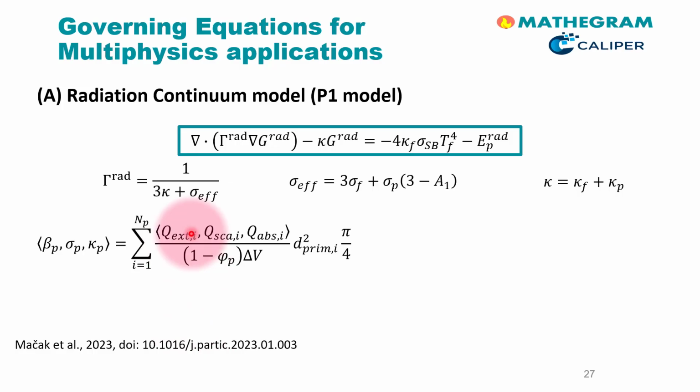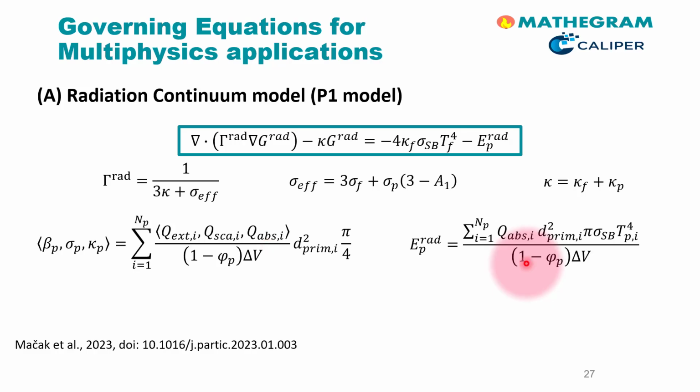You see, they depend on the particle radiation properties Q_abs, Q_sca and Q_ups, as well as the particle size, the particle volume fraction, and the volume of the RVE, delta V. The emission from the particles can also be evaluated relatively easily. Once we have solved the equation for G^rad, we can then evaluate the source terms in the particle's energy equation to account for radiation phenomena.